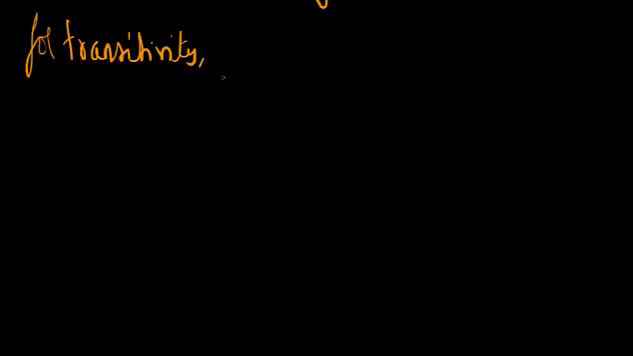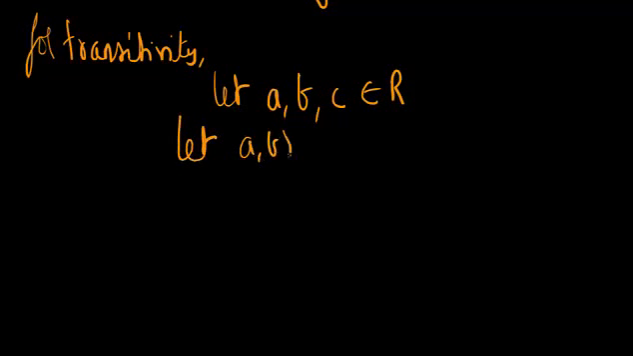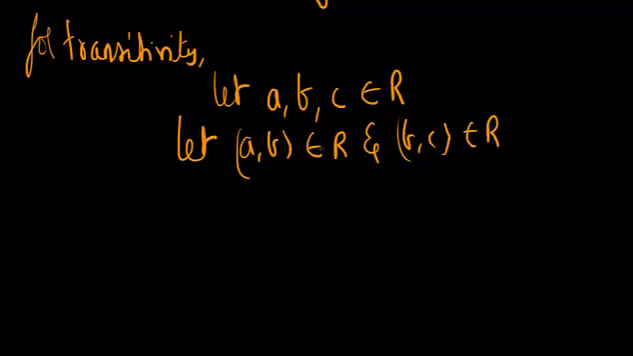Now I'm going to try and prove the transitivity. If you're following me, you should already know that this relation is actually transitive. For transitivity, we have to pick 3 elements. Let A, B, C belong to Z. And I have to take the first 2 conditions: let A comma B belong to R and B comma C belong to R. I'm taking these two conditions to be true and then going ahead and proving that the third condition is also true, which is A comma C belongs to R.